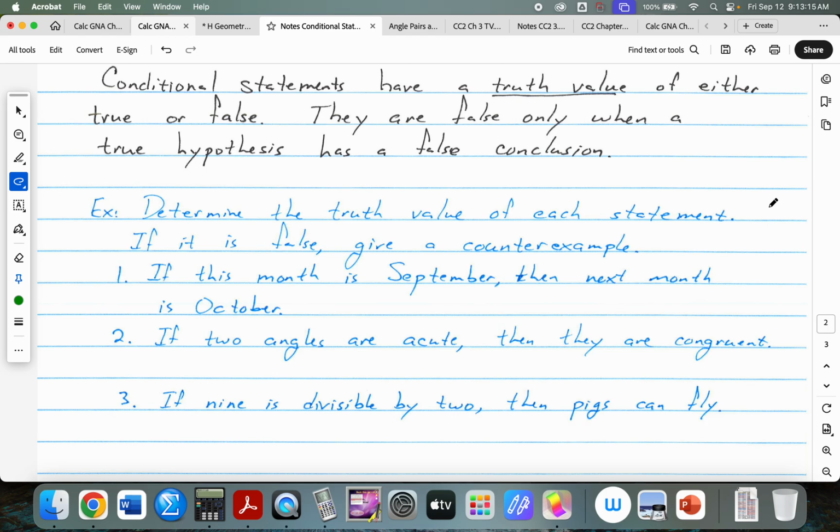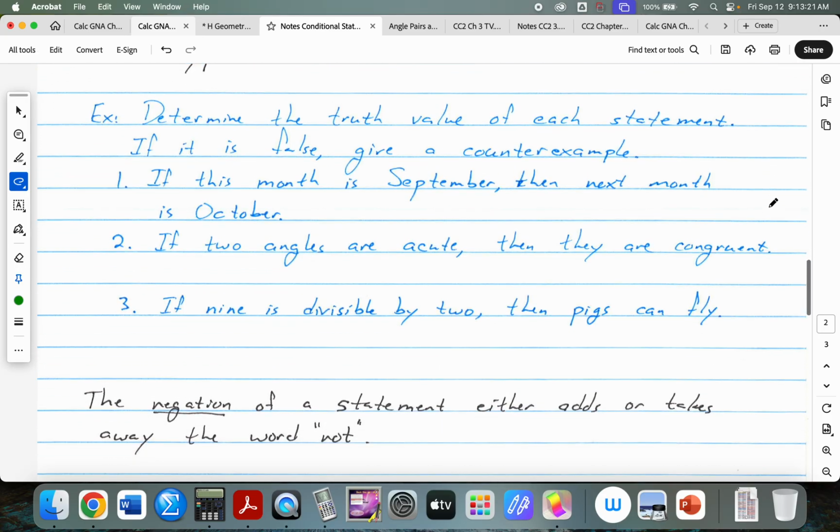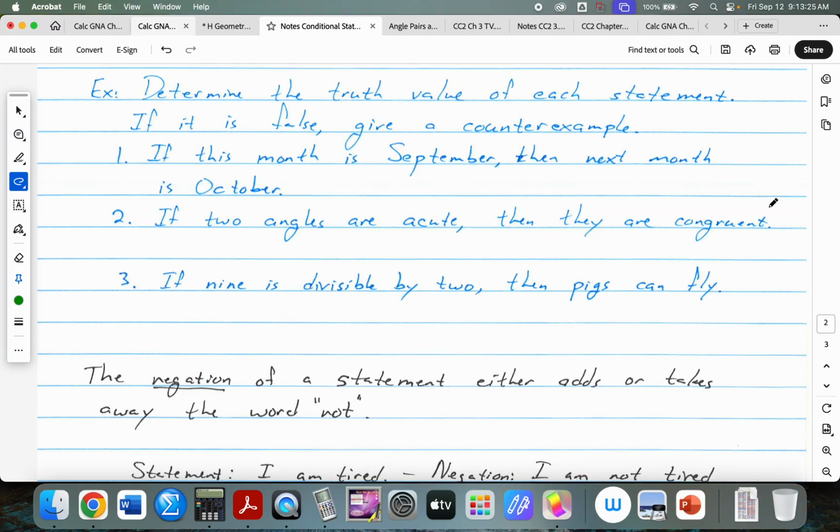So, let's take a look at these examples. Determine the truth value of each statement. If it is false, give a counterexample. So, if this month is September, then next month is October. True. Okay? That's a true sentence.